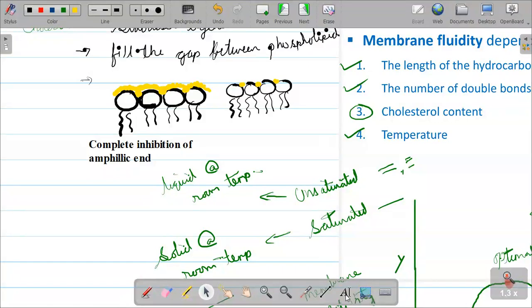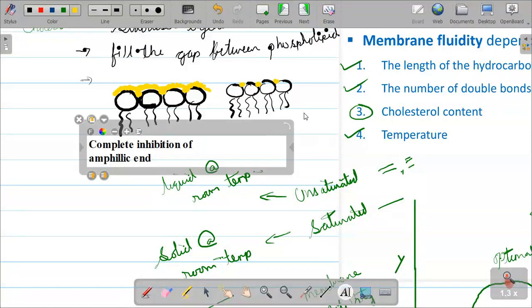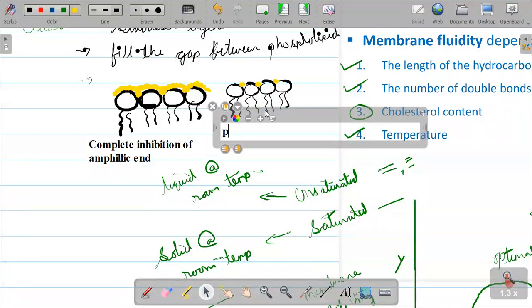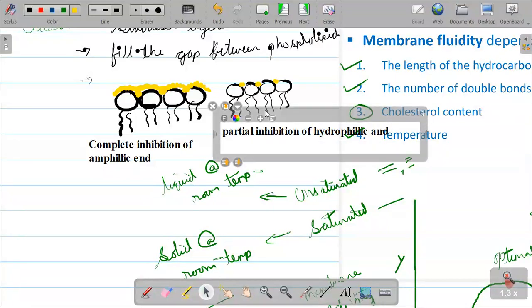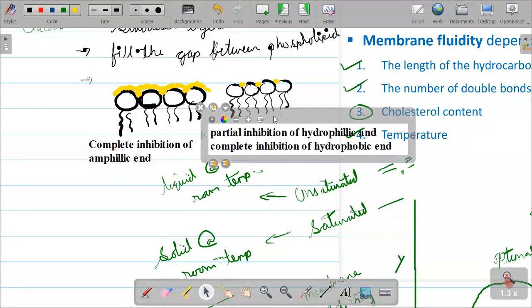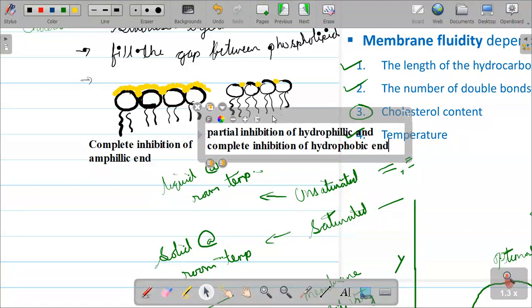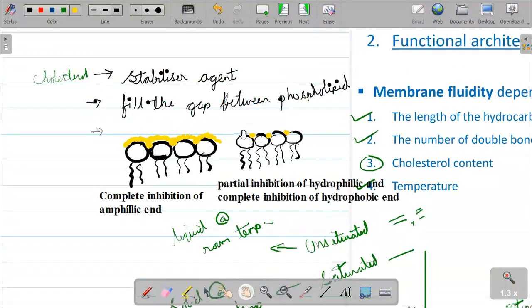Yes, sir. But here it is partial inhibition of the hydrophilic end and complete inhibition of the hydrophobic end, since they have become completely stopped here. Now tell me, will the flow of molecules be faster or slower?